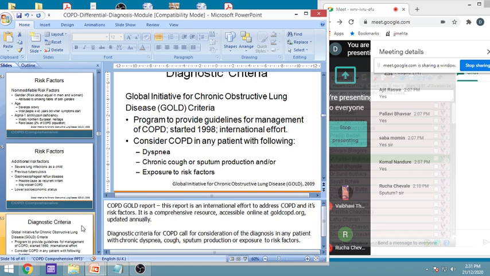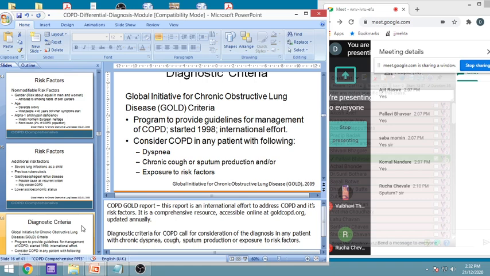This is the program to provide guidelines for the management of COPD. It was started in 1998. It is an international effort, and they work on COPD and various conditions affecting pulmonary function. They consider COPD in any patient with dyspnea, chronic cough and sputum production, and or exposure to risk factors. These are the various conditions that point to COPD.